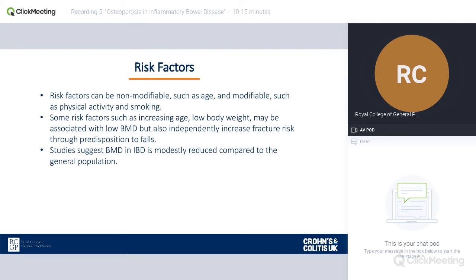Some risk factors, such as increasing age and low body weight, are associated with a low bone mineral density and therefore increased fractures through that method, but also independently increased fracture risks through the patient's predisposition to falls. We can see from studies that bone mineral density in inflammatory bowel disease is modestly reduced compared to the general population, therefore carrying an increased risk of osteopenia and osteoporosis.